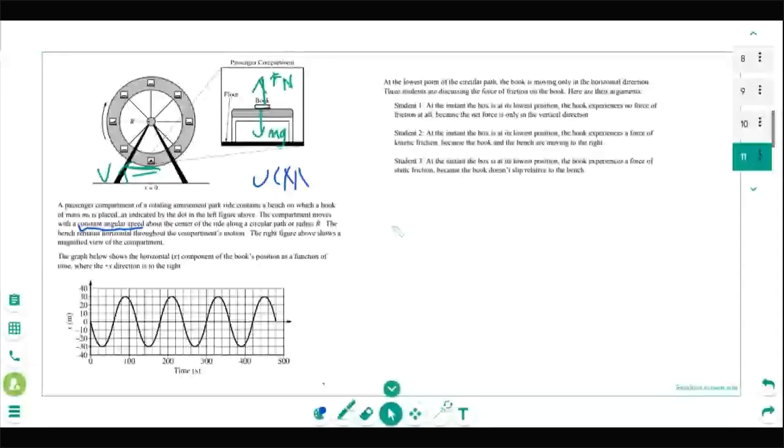Student 3, the static friction because the book doesn't slip relative to the bench. Yes, it doesn't slip relative to the bench, but what's the force friction has to overcome? There's no sideways force acting on that book, period. It's not that the bench is being pushed sideways and the book stays in place on top of it. Right, so the book is moving in the horizontal direction, but that doesn't mean that it has a force in the horizontal direction.